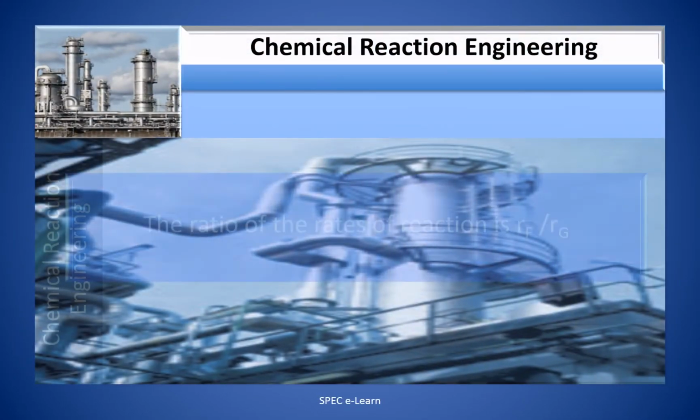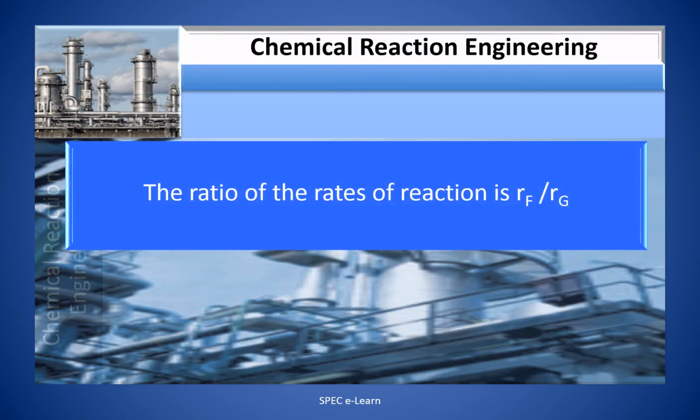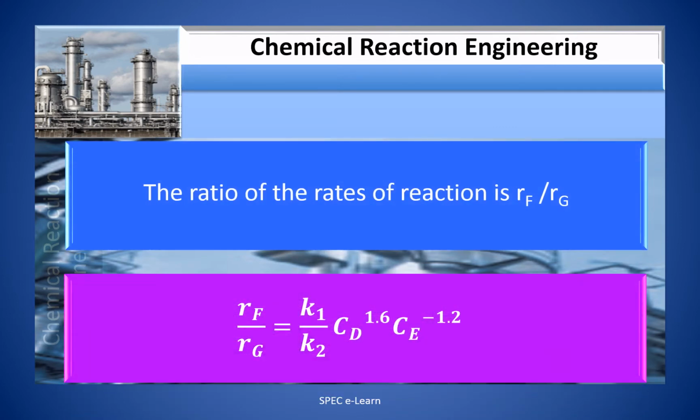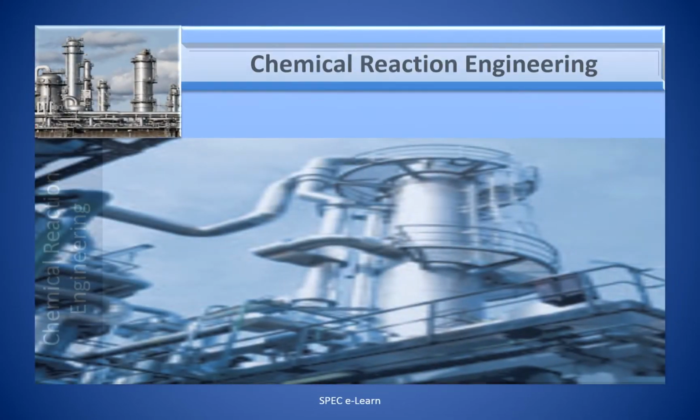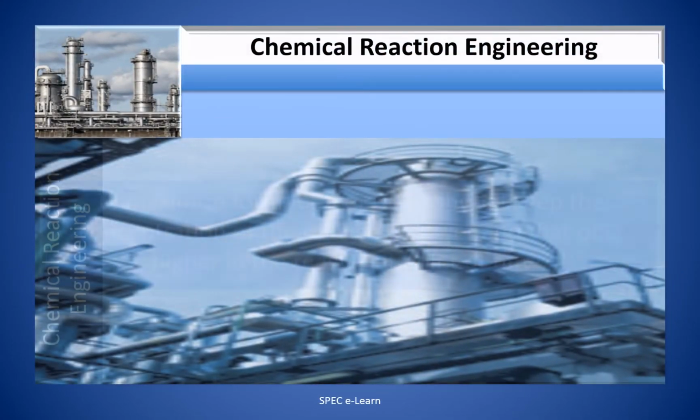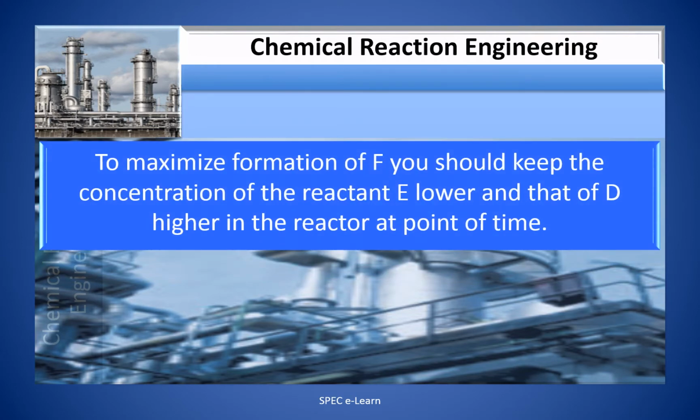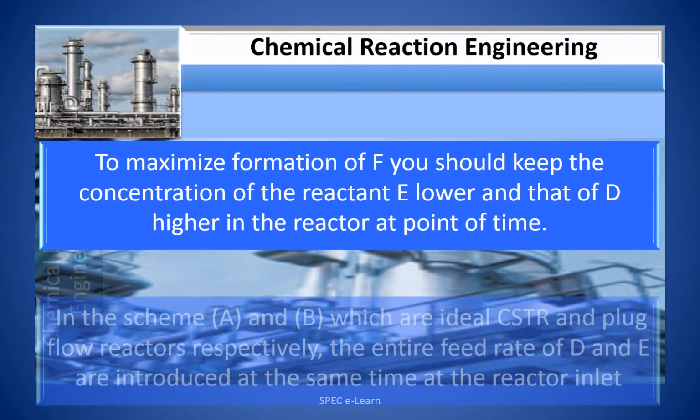The ratio of the rates of reaction RF to RG equals K1 by K2 times CD to the power 1.6 times CE to the power minus 1.2. So CD has a positive exponent and CE has a negative exponent. To maximize the formation of F, you should keep the concentration of the reactant E lower and that of D higher in the reactor at any point of time.